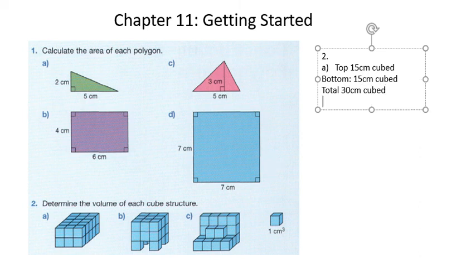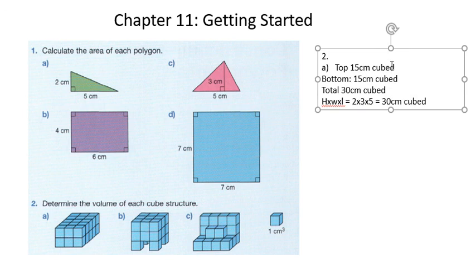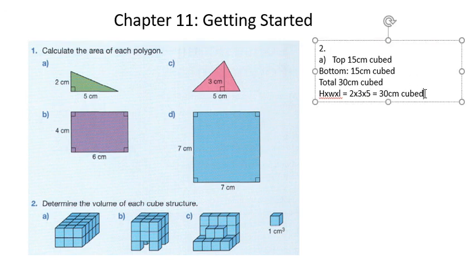We could have also used the formula you've previously learned, which would be height times width times length. And that would give us, if we were to count them, 2 times 3 times 5. If I did 2 times 3 times 5, we would end up getting exactly the same. So 2 times 3 is 6, times 5 is 30 centimeters cubed. That works no problem if we chose to do it that way.